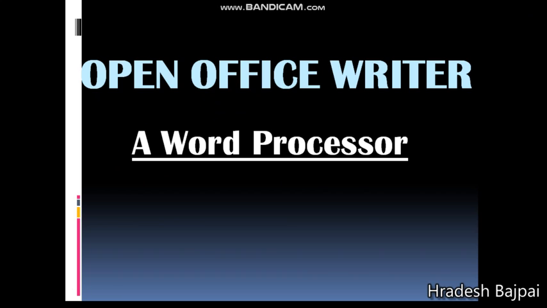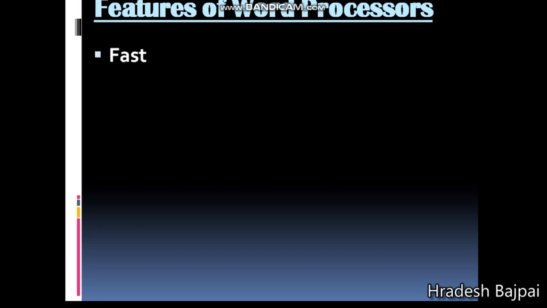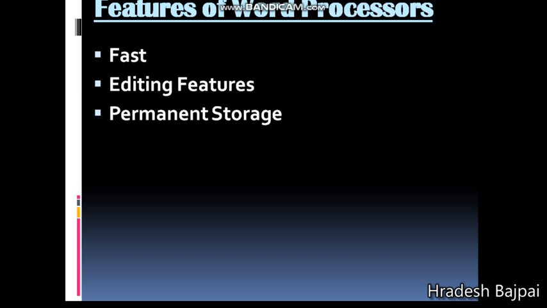Okay, so OpenOffice Writer is a word processor. What is the meaning of word processor? Word processor is a software which deals with how to create professional looking documents, and it contains many features. It is fast in comparison to the traditional methods of typing. It is fast, and it gives us many editing features. After saving our document once, we can make changes in the document, and it gives us permanent storage.